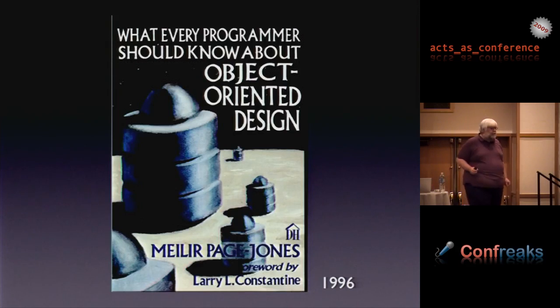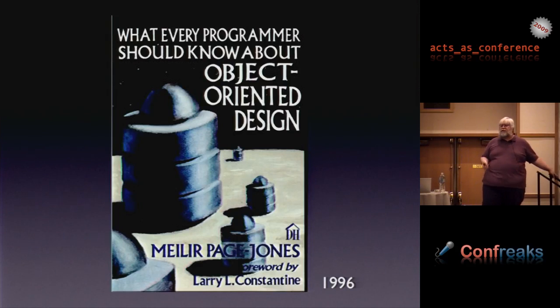This is a good book. Now let me rephrase this. This is a good 1/3 of a book. This book, What Every Programmer Should Know About Object-Oriented Design by Meilir Page-Jones, is written in 3 sections.